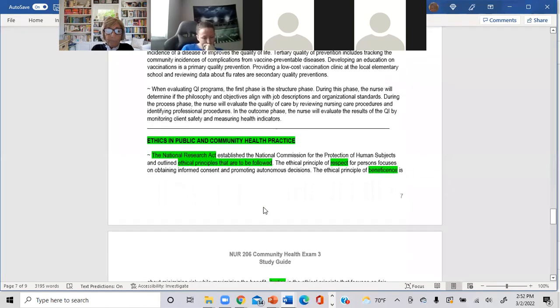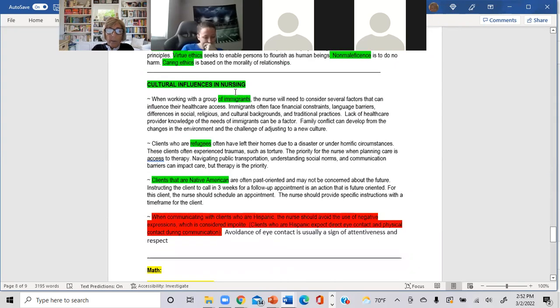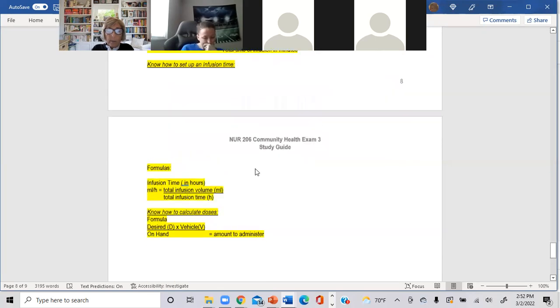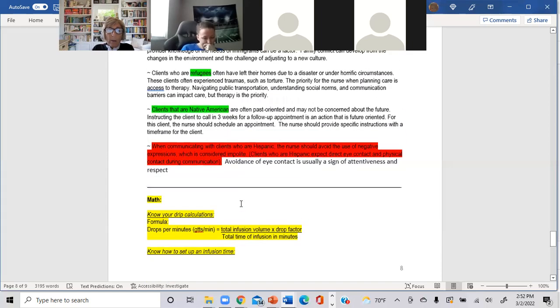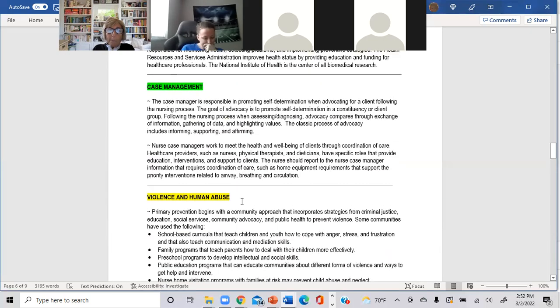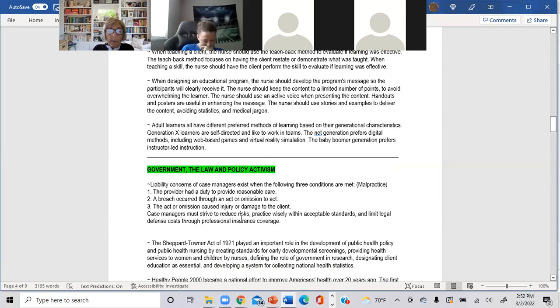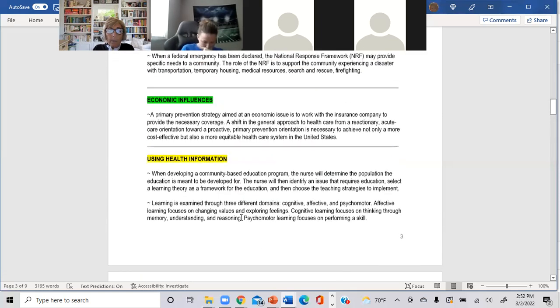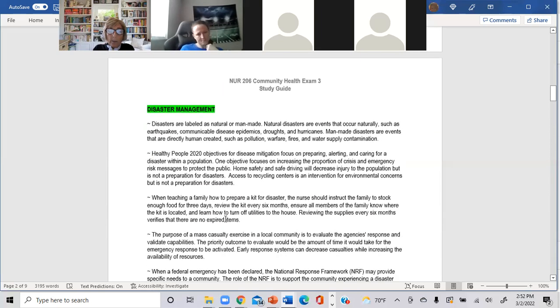Okay. We went through ethics. We went through cultural influences, immigrants, refugees. Here's a sample of your setups for math calculations. Case management we talked about. That's going to be chapter 28. Disaster management.